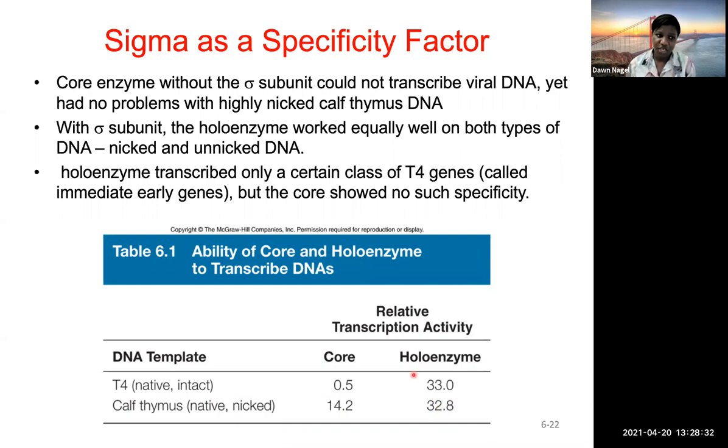Okay, so it works equally well on both types of DNA, whether it's nicked or the intact, unnicked DNA, which is the T4 here. So this is how they were able to discover that this core subunit is important for transcribing intact, fully functional RNA. And it needs to be also part of this whole enzyme to really fully function.